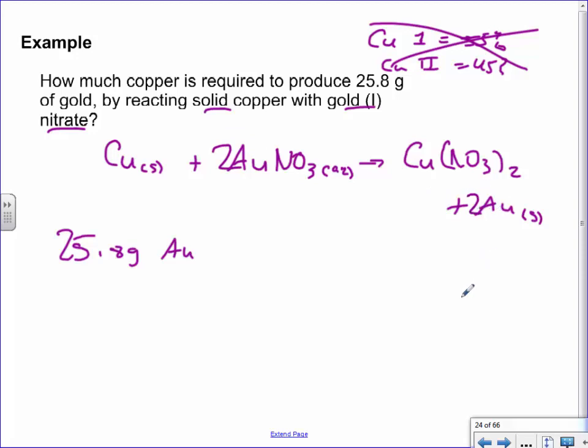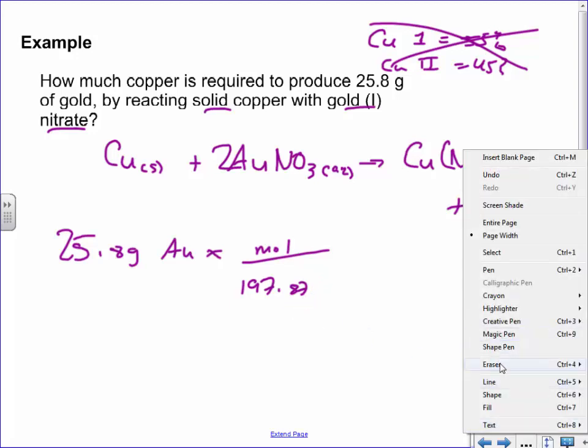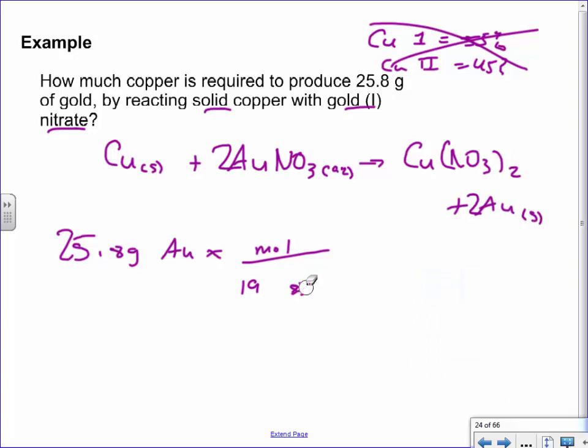2 and 2. Sometimes I forget to balance, and I balance when I get to this step right here. We need a mole for every, I think it's 197. 87? Oh, that's not it. What is it? 196.97. Thank you. 196.97.